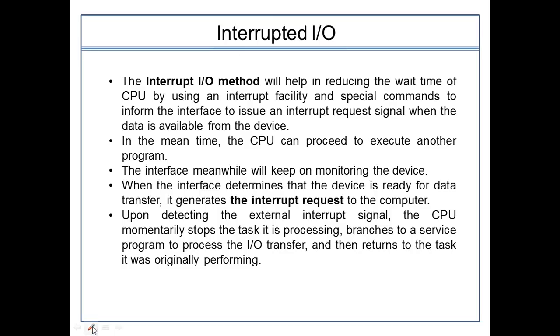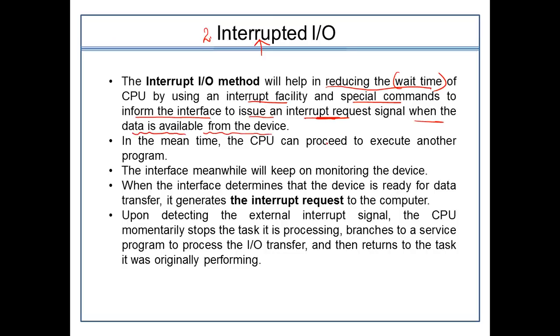In this interrupted IO, this was the second mode of data transfer. Usually this method is helping the processor to reduce its wait time. This was the sole purpose behind introducing this interrupted IO. So what it will do? It will use an interrupt facility as well as some special commands which will inform the interface to issue an interrupt request when the data is available from the device.